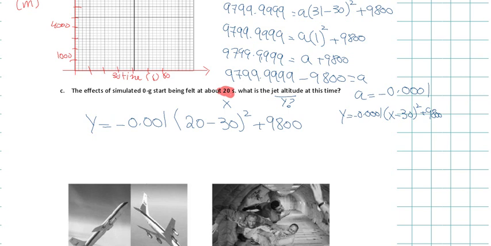Can you guys put that in the calculator? There's another 0. Yeah, you're right. Wow, that's so beneficial. I wish I knew that. So what did we get if we do this, plus 9,800? Did you guys get about 9,799.99?